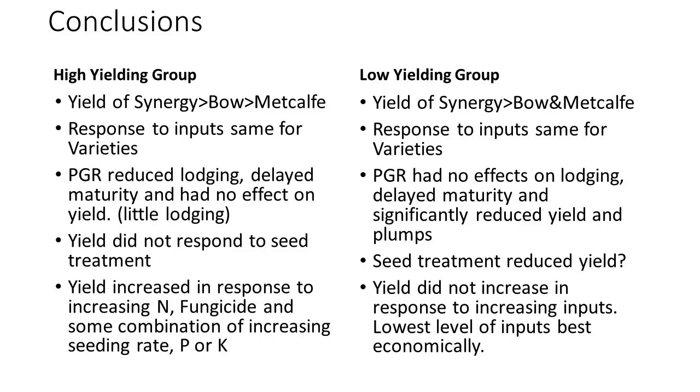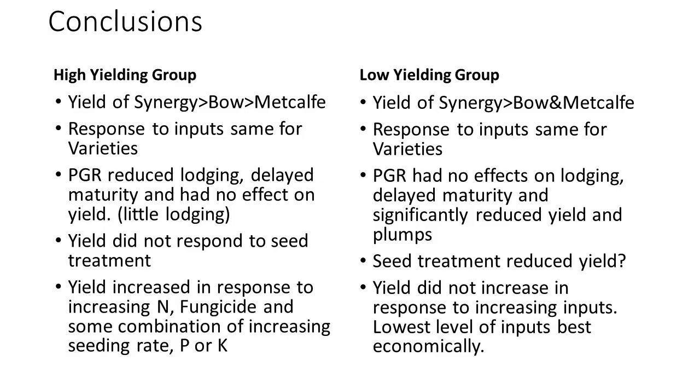So, conclusions. The yield of Synergy for the high-yielding group was greater than Bow, and Bow was greater than Metcalf, and for the low-yielding group, Synergy was greater than Bow and Metcalf, but Bow and Metcalf didn't differ from each other. Response to inputs was the same for varieties for the high and low-yielding groups.